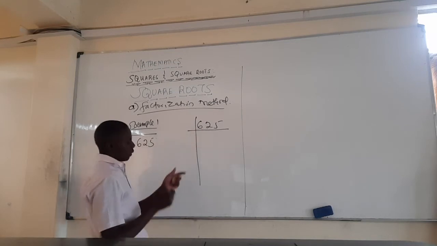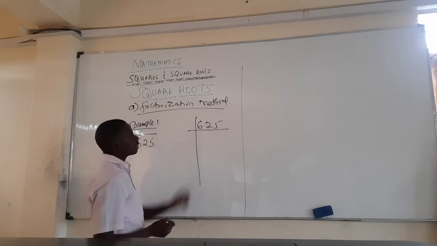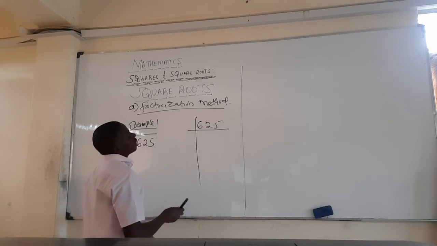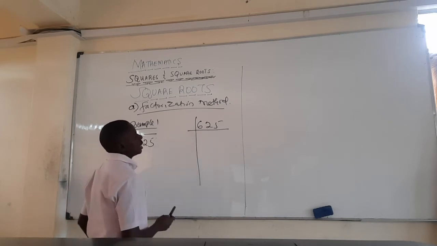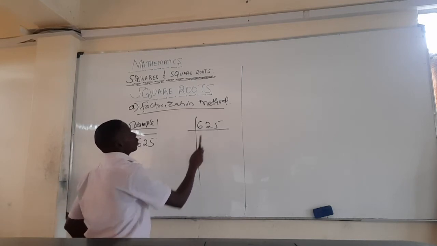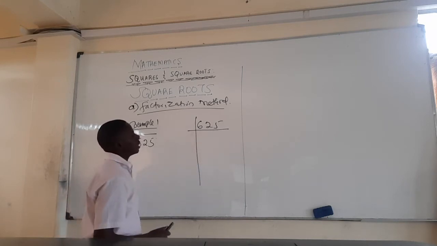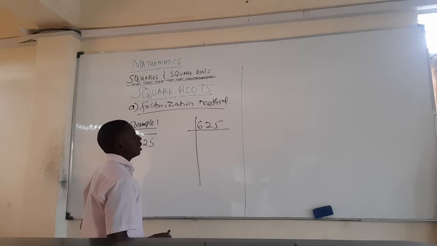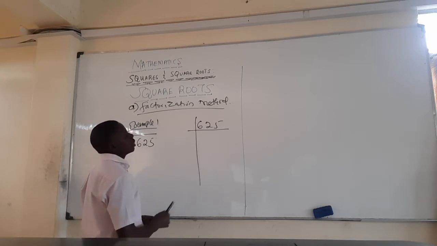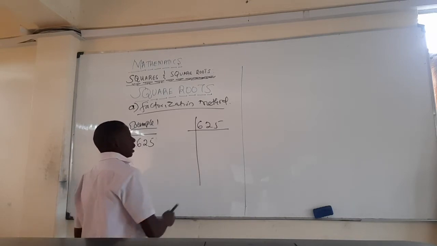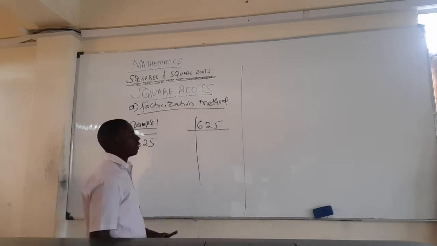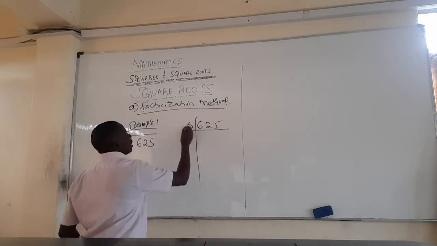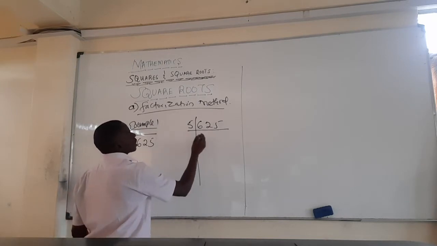625, we first check whether it is divisible by 2, the first prime number. No. 3? For us to know whether the number is divisible by 3, we add the digits: 6 plus 2, 8, plus 5, 13. That one is not. So we go to the next prime number, which is 5. The number is divisible by 5 if the last digit is 0 or 5. So you can use 5 to divide that one and get 125.